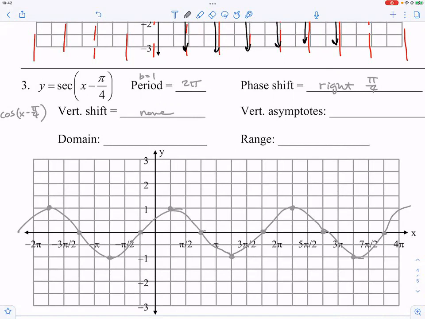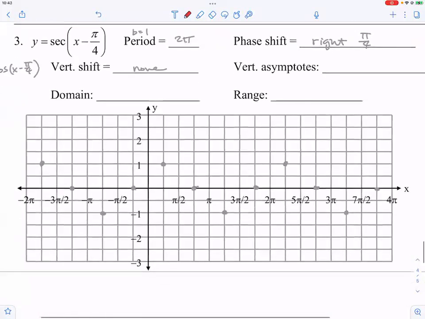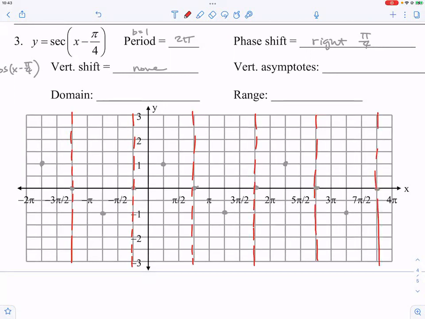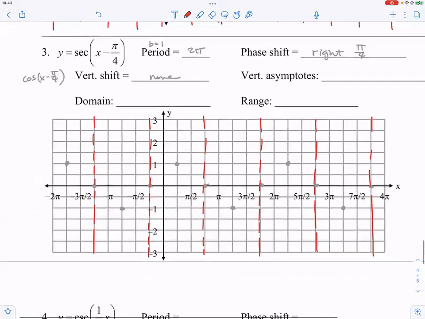Now, if you want to be more proficient, then what you can do is this. You understand that when cosine hits the midline, what happens to secant? Undefined. So you may now go ahead and draw your asymptotes. And if you're familiar with the graphs, you also saw what we did yesterday, that the secant graph and cosine graph always share the highest point.